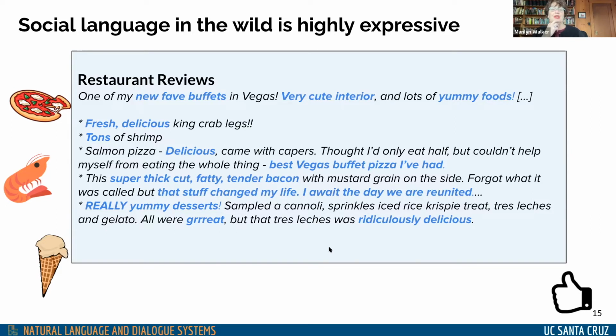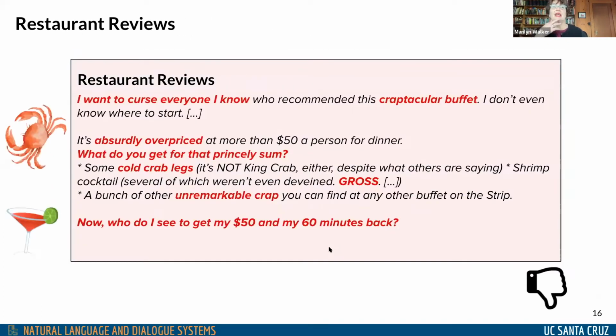So for example, if you look at this positive review here, you can see what's known in the linguistic literature as hyperbole, with phrases like "the best I've ever had," "that stuff changed my life," and "ridiculously delicious." If you look at a negative restaurant review, you get the same thing, but with these very strong negative hyperbole, like "I want to curse everyone that I know," "it's absurdly overpriced," "princely sum," and brand new words like craptacular.